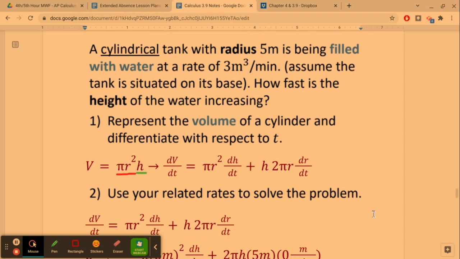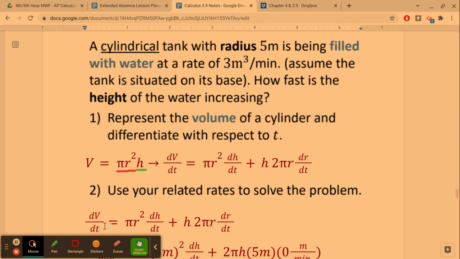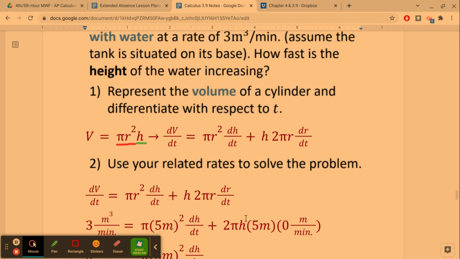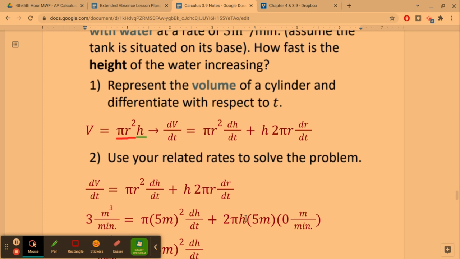We're going to use our related rates to solve the problem. dV/dt is equal to pi r squared dh/dt plus h times 2 pi r dr/dt. All right, so that is the formula that we found here. That's our dV/dt formula. So now we're going to substitute, and I want you to pay special attention to the substitution.